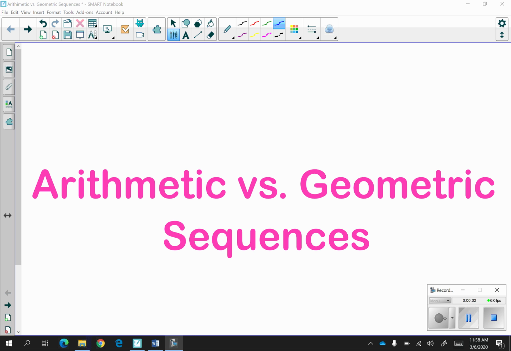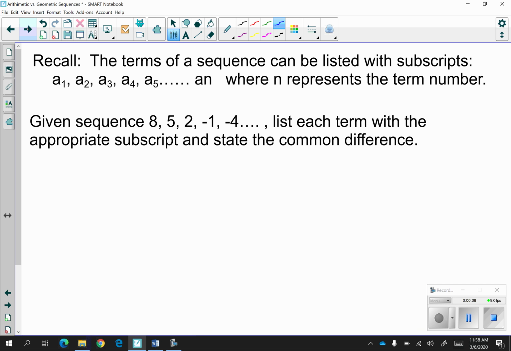Welcome to Arithmetic versus Geometric Sequences. A sequence is just a list of numbers. So hopefully we remember that the terms of a sequence can be listed with subscripts, where a sub 1 is the first term in the sequence, a sub 2 is the second term, a sub 5 would be the fifth term, and so on. Now, let's say we have the sequence 8, 5, 2, -1, and -4.